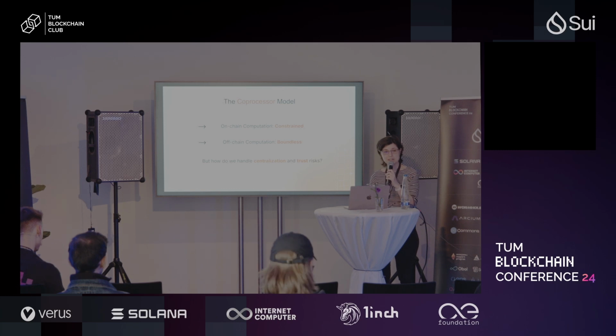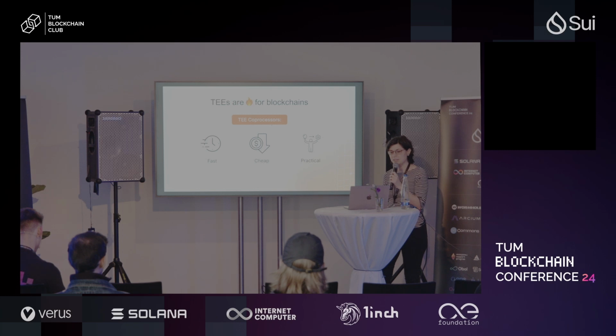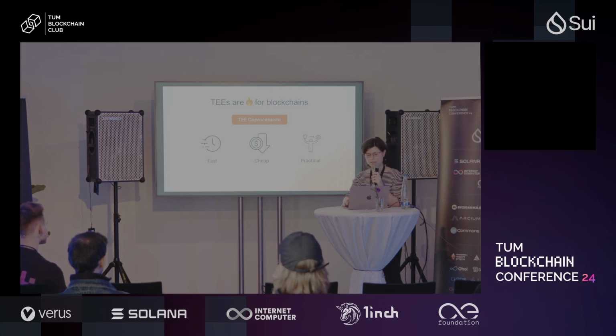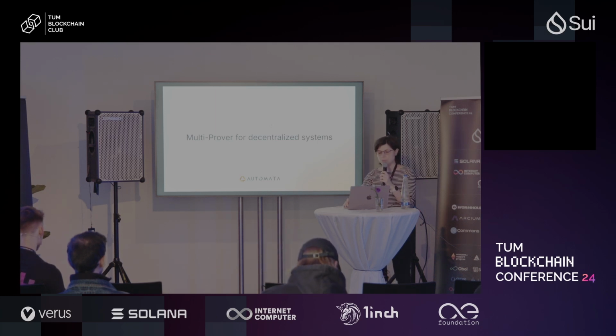For example, everyone's favorite coprocessor is the ZK coprocessor that will produce a zero-knowledge proof to show that this computation actually happened. And as an alternative to that, we build TEE coprocessors because TEEs are fast, cheap, and very practical. ZK is very powerful, but also very complex and very expensive to perform. Okay, so one use case of the coprocessor is the multi-prover.